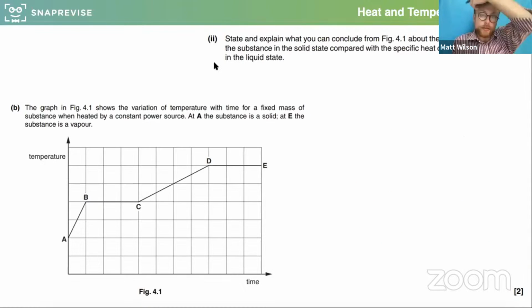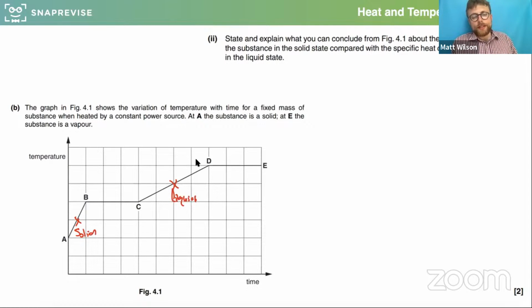Okay, so final part of the question, we're asked to state and explain what we conclude from figure 4.1 about the specific heat capacity of the substance in a solid state in comparison with the specific heat capacity of the substance in the liquid state. So we're in a solid state here, and we're in a liquid state here.